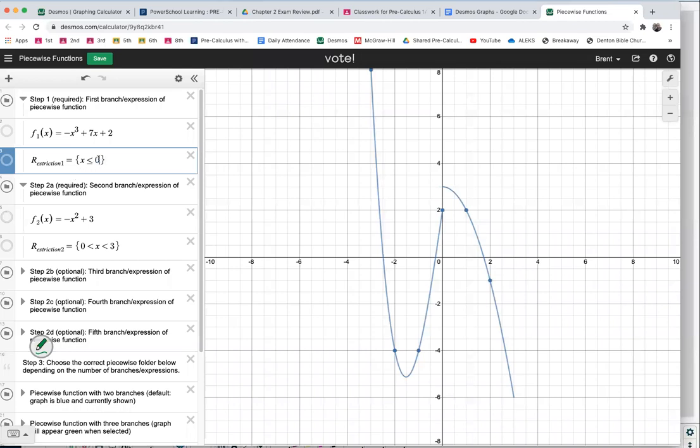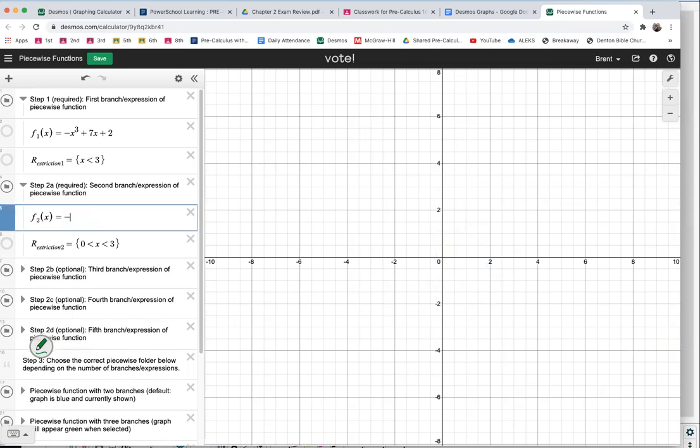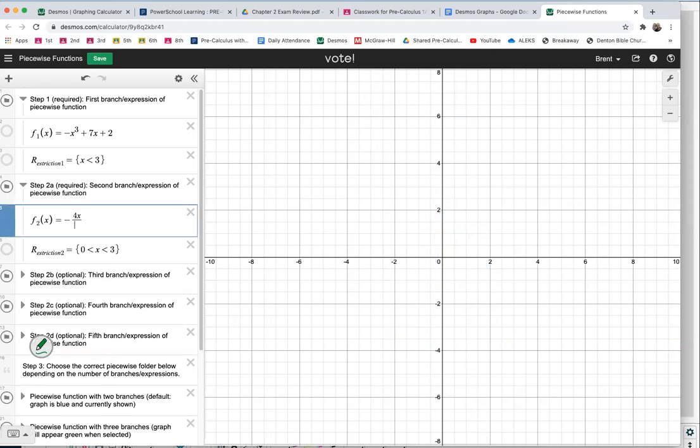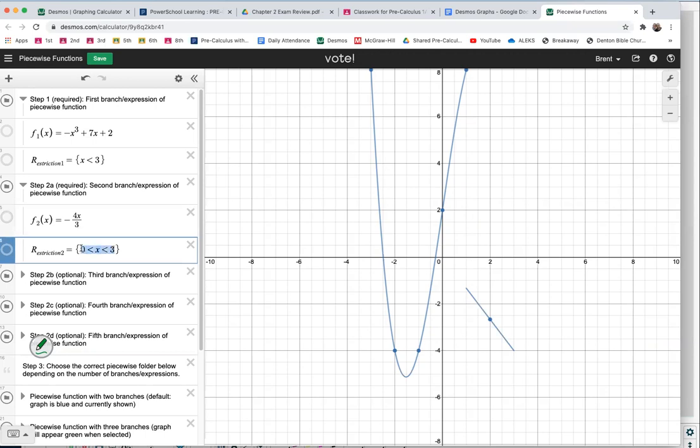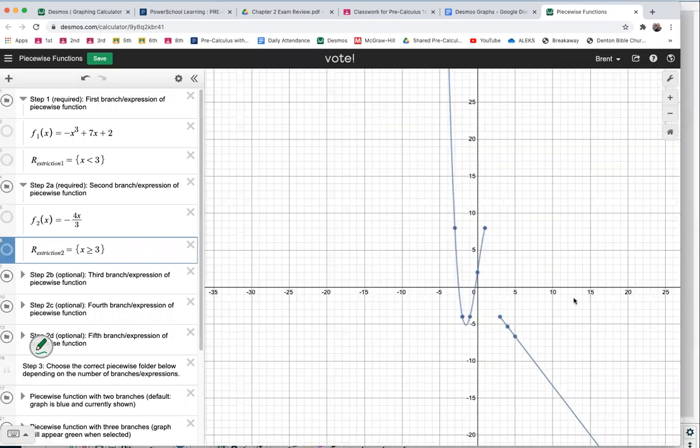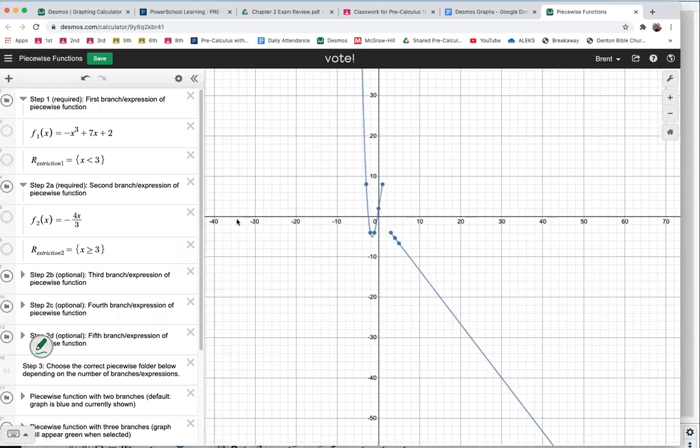So when I come over here, I type in x is less than 3. So there's the first piece. What's the second piece? Negative 4x over 3. Okay, there it is. And what's its restriction? X is greater than or equal to 3. Okay, so here's my graph. It looks like this. So you see how easy that was?